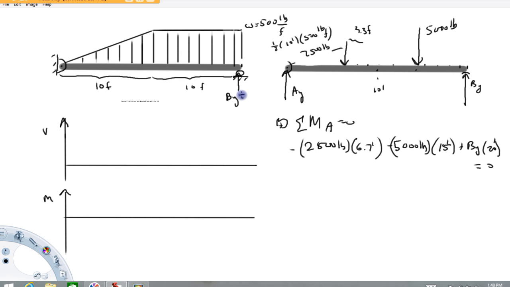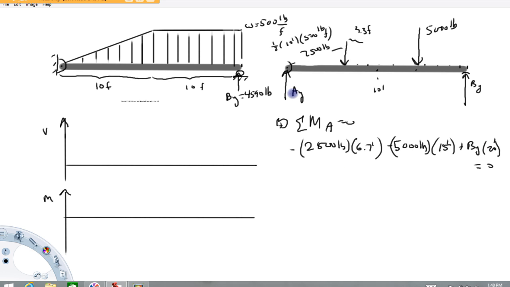If we solve that for BY, give me just a moment. I get about 4587. I'm going to just call that 4590 pounds. All right, that's the solution of this equation.